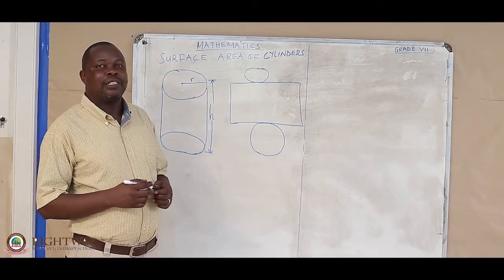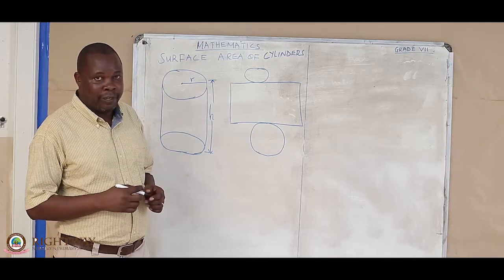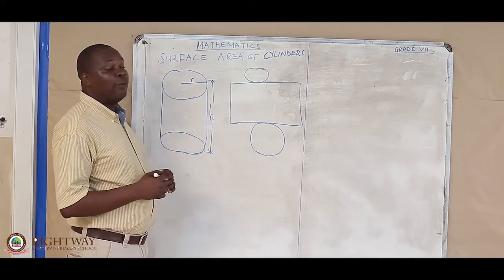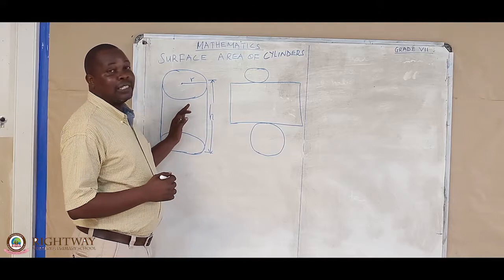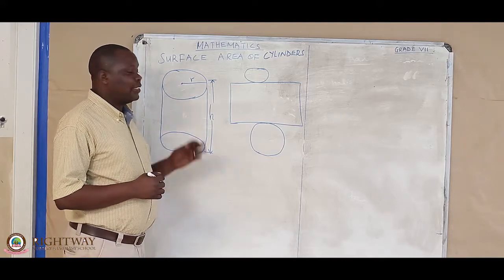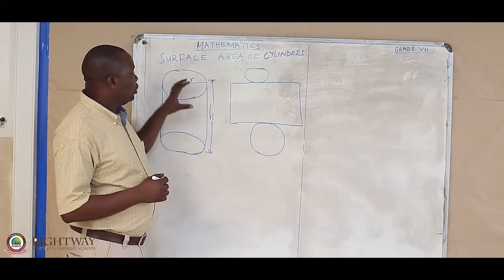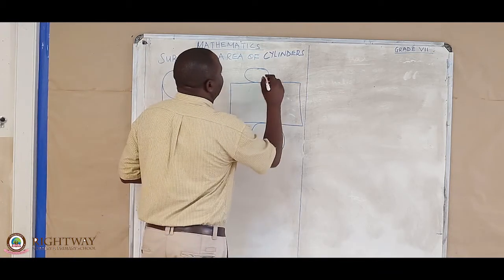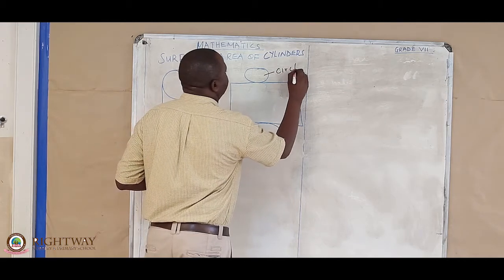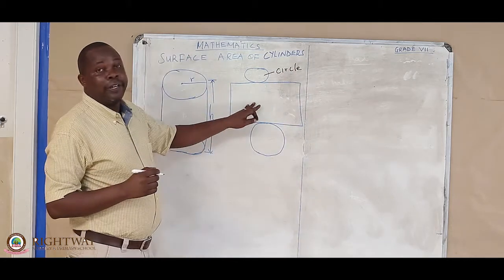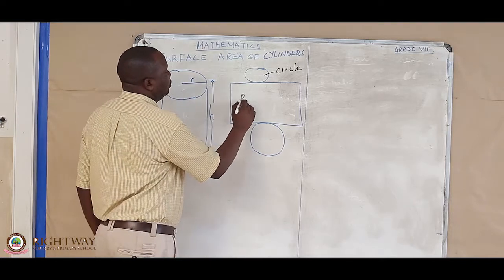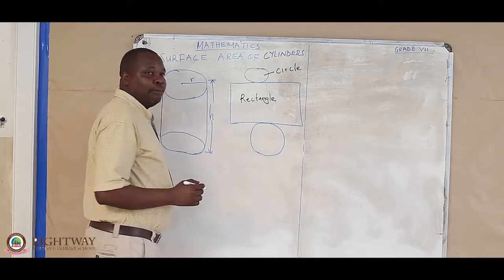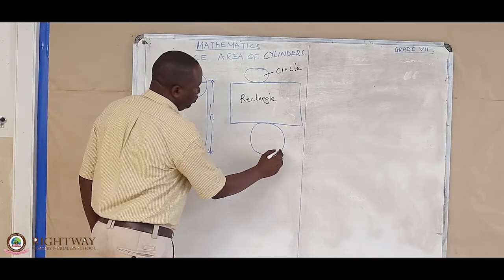A cylinder is a figure which is made up of three main parts. As you can see, I've drawn it on the whiteboard here. This one is a cylinder. The cylinder is made up of the top part, which is a circular part. This one is a circle. This one in the middle, we have a rectangle. And the bottom one is also a circle.